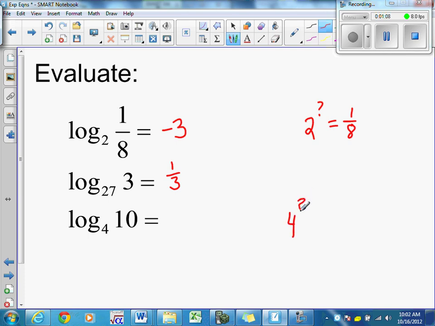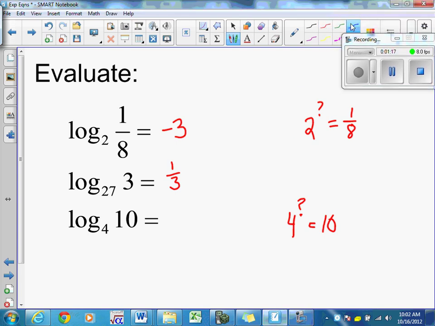But when we get log base 4 of 10, 4 to what power is 10? Now that's a little harder. We can't just think about that one because it's going to be some decimal, it's not even going to be a fraction, it's going to be a decimal, that we're going to try to get our 10. 4 to what power is 10? Now, we know 4 to the first is 4. We know 4 squared is 16. But to get 10, it's got to be something in the middle. How can we find that?